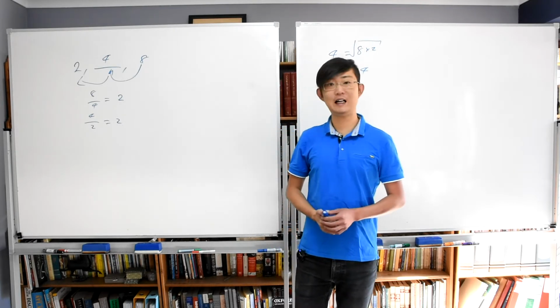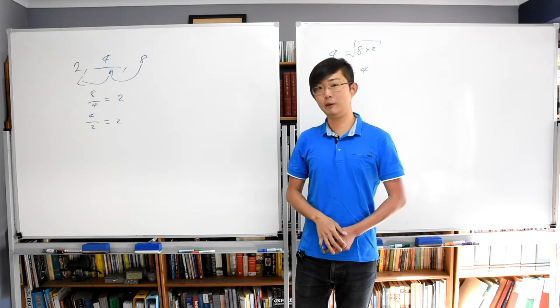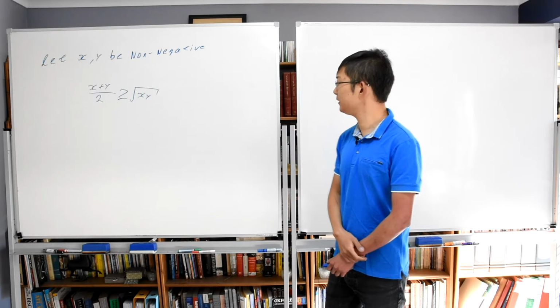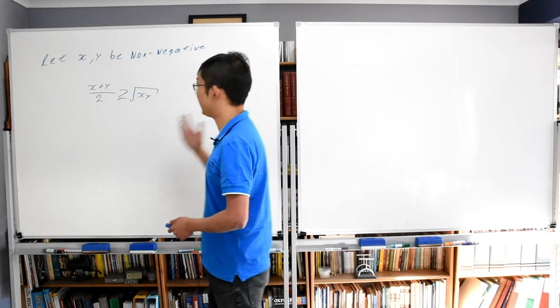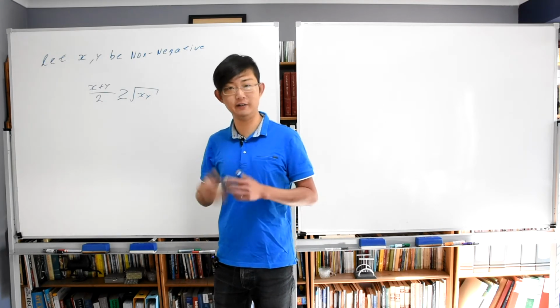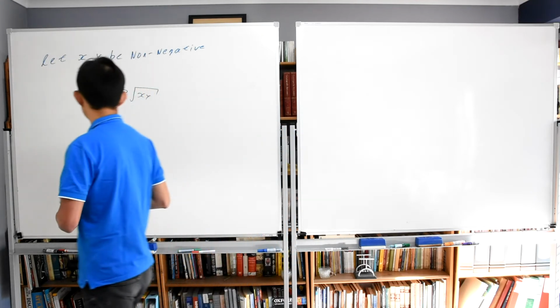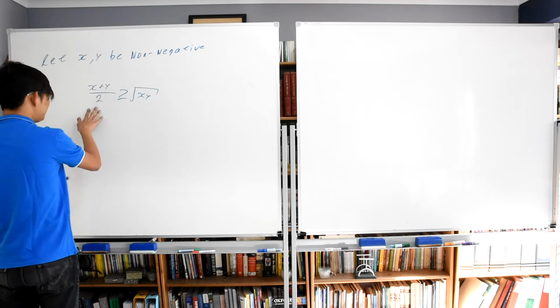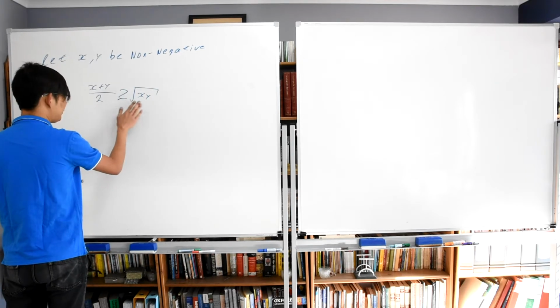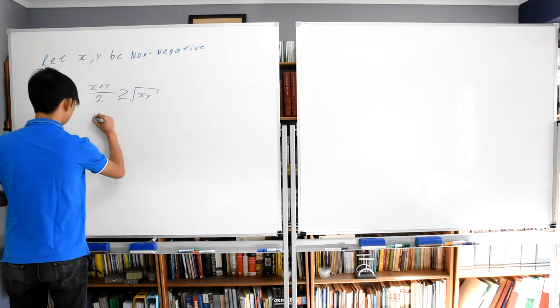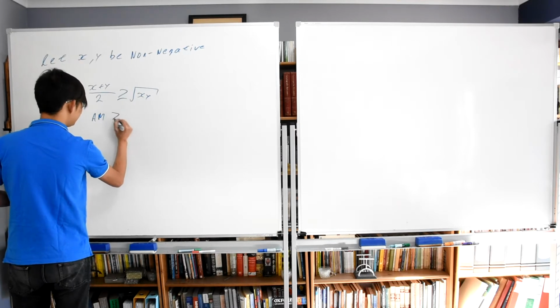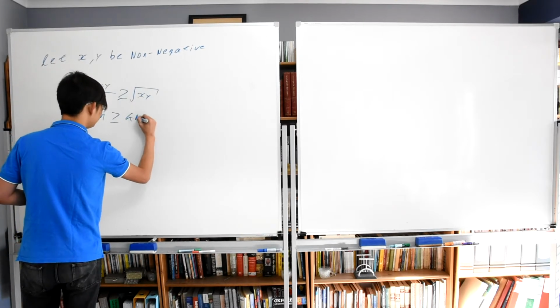This is the other type of mean that we're talking about. This is what we call the geometric mean. Let two numbers x and y be non-negative numbers, that means 0 and above. We have this inequality happening here. The arithmetic mean is greater than or equal to the geometric mean.